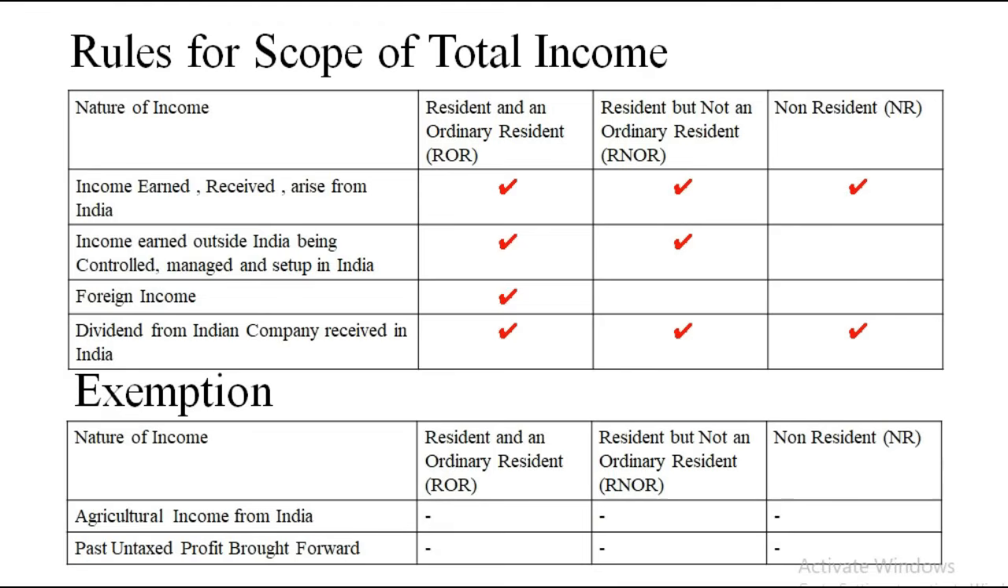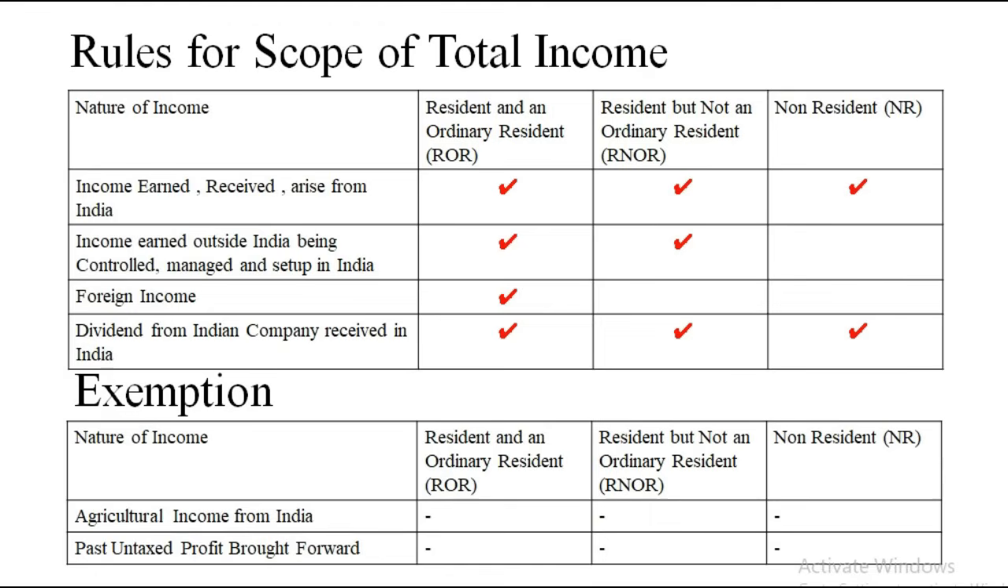So three rules. If it's arising in India, everyone pays. Control from India, first two people. Foreign income, first person. And now there's a new rule that dividend from an Indian company, if it is given and received in India, will be chargeable under all heads. Prior to this, it was exempted, but now it is completely chargeable. Two exemptions have to be kept in mind: agricultural income from India, no one pays tax, and past untaxed profit which is brought forward, again no one pays tax.